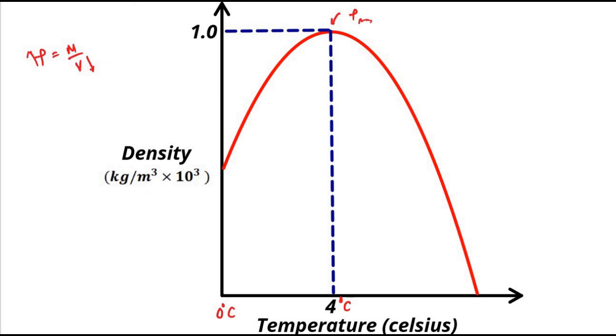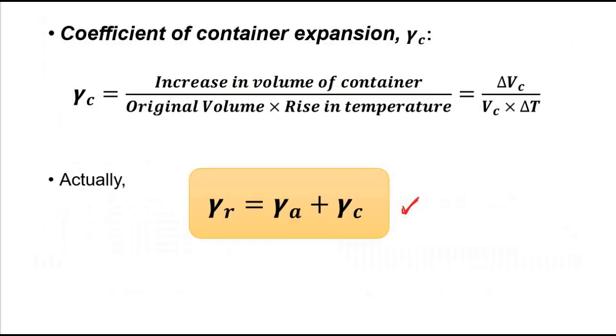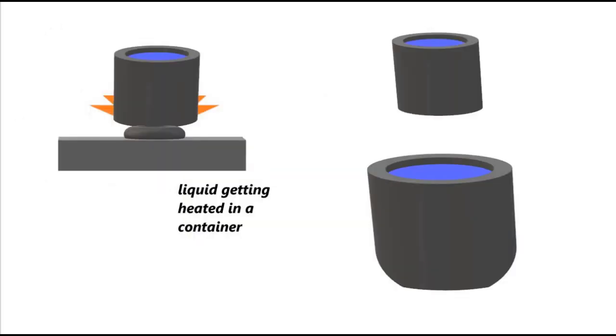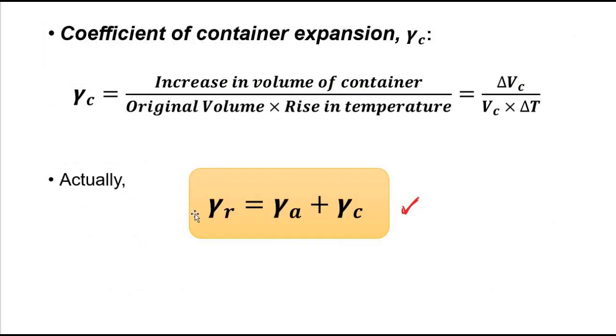So in this video we have discussed the thermal expansion of liquids, that is, apparent and real expansion, which takes into consideration the volumetric expansion of the container in which the liquid is heated, and that's why the concepts of apparent and real expansion come into play. You can remember, real expansion is apparent expansion plus container expansion. This is in terms of the volumetric expansion coefficients gamma.